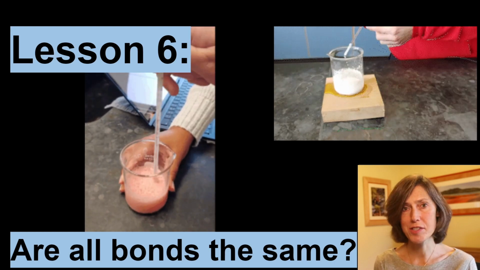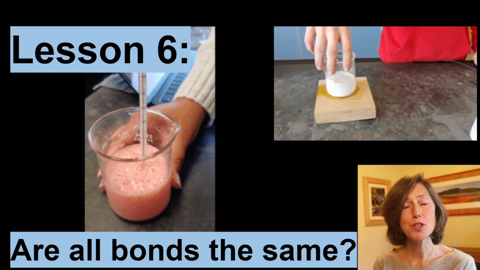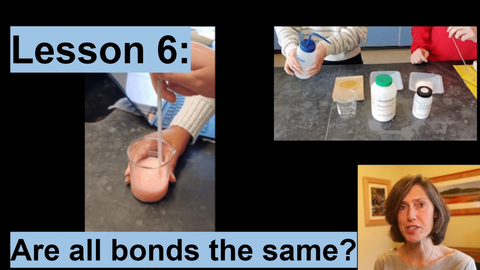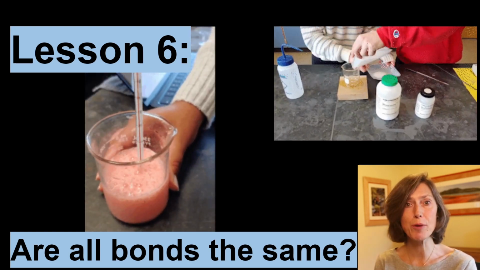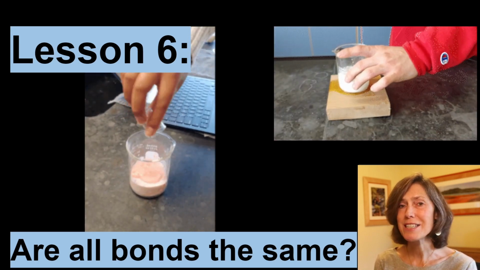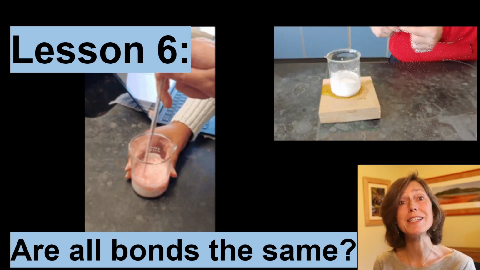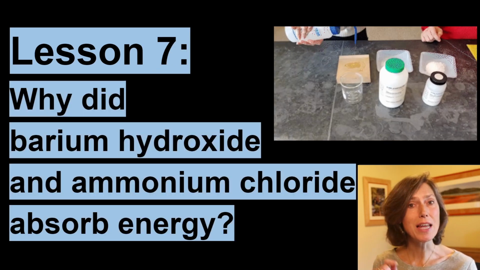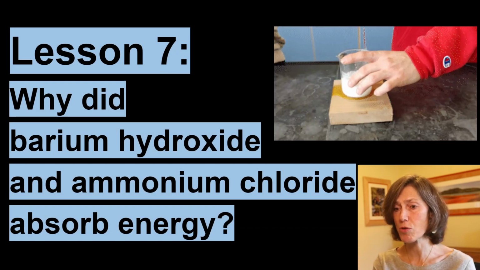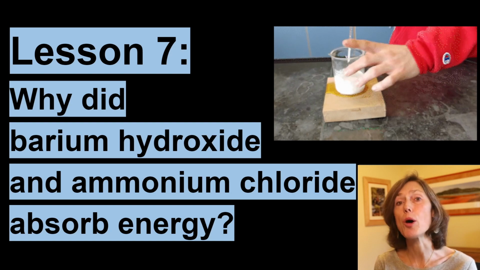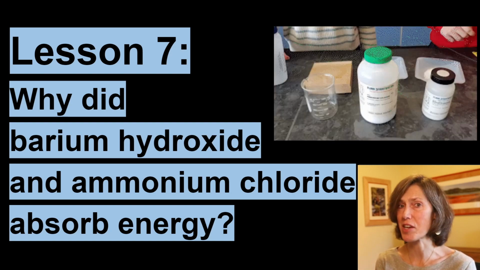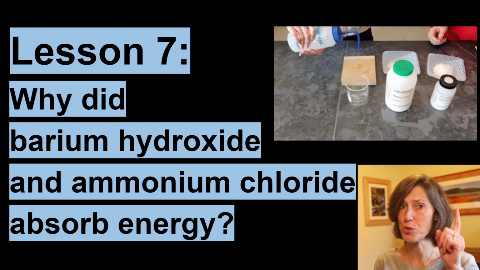At the end of lesson 6, students are asked to connect what they've observed in this lab relating to the hydration of various ionic compounds to the two chemical reactions that they did during the very first lesson. Why again did these two reactions result in a temperature drop? And that leads lesson 6 right into lesson 7. Why did barium hydroxide and ammonium chloride absorb energy, which brings us to the halfway point of this chemical bonding storyline. Stay tuned for that one.